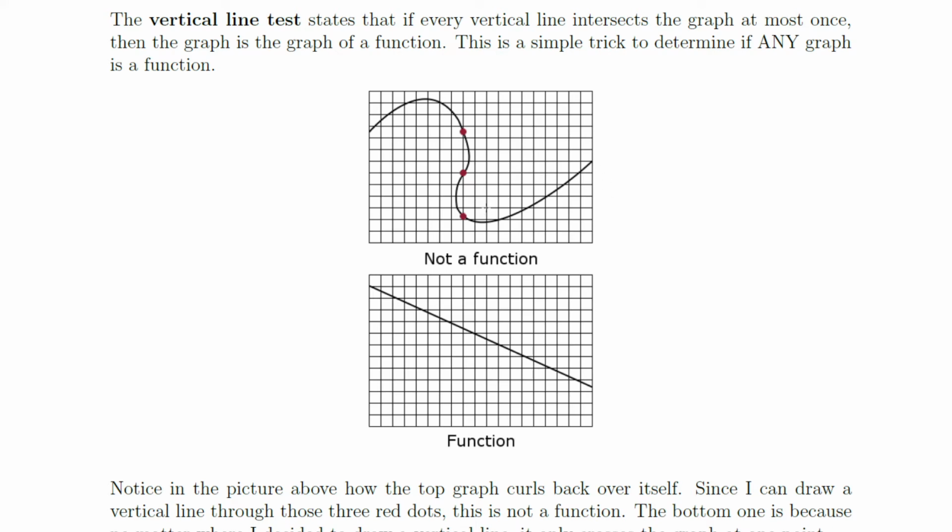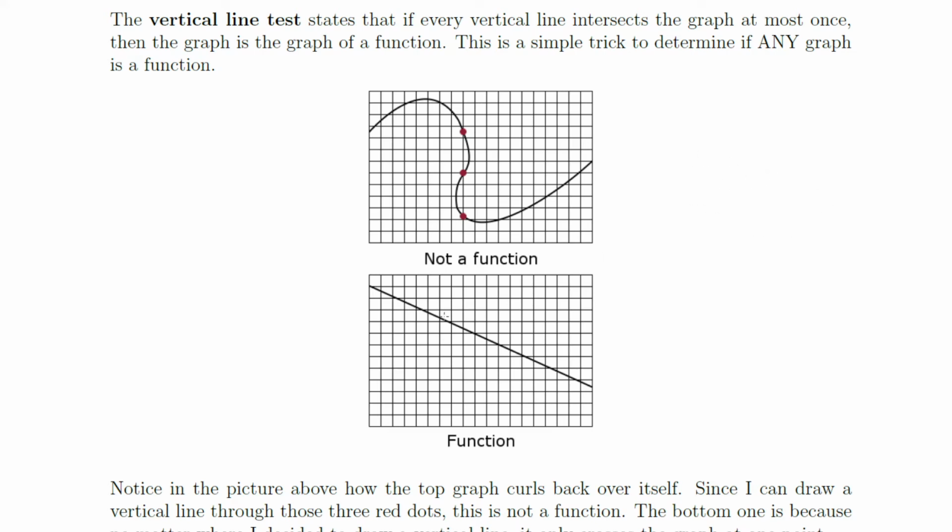So that's something to really keep in mind, okay? If you see something like this, or for example, if I were to draw a circle as a graph, and I draw a vertical line through the circle, you'll see that the vertical line touches the graph at 2 points. That means it's not a function.